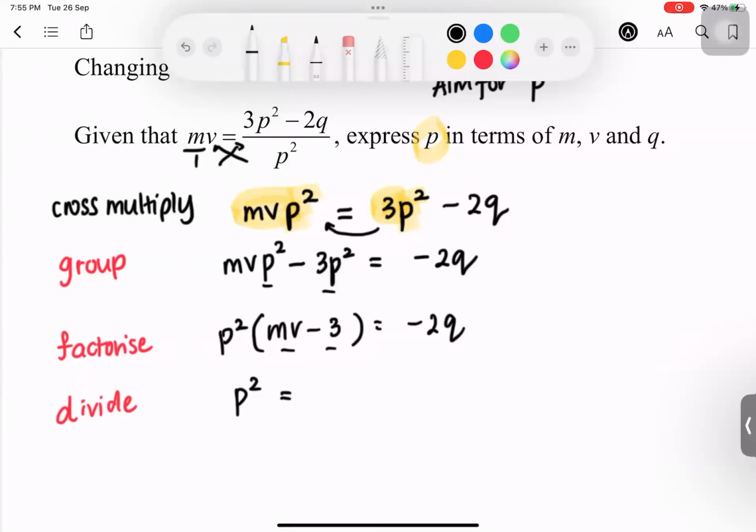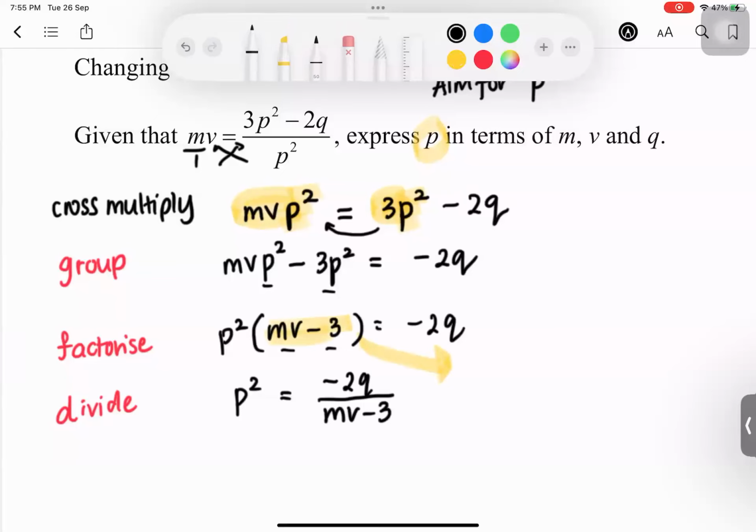Yes. Negative 2q divided by mv minus 3. Yes, correct. Negative 2q over mv minus 3. Okay, previously you liked to do it the other way around, right? This one, Lin, just now you did it wrongly, right? This one will go down to the denominator, go down below, okay? So it's at the bottom.